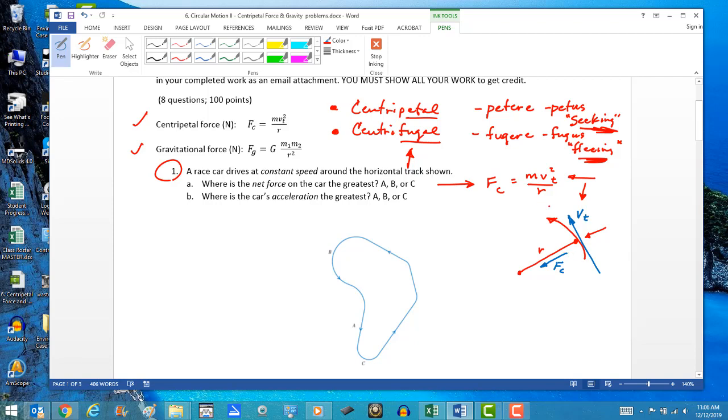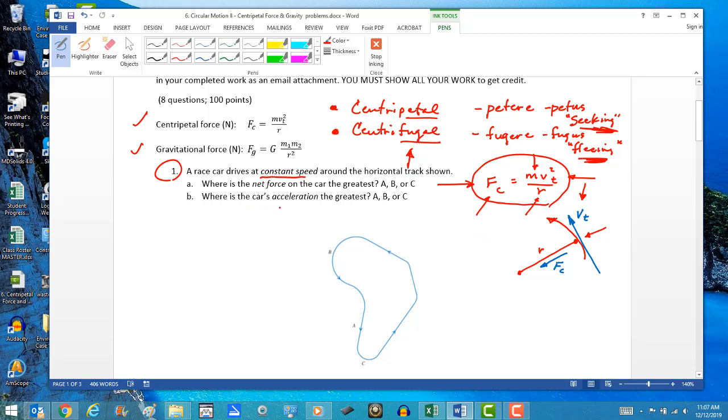So look at the formula. Where is the force going to be the greatest? The velocity doesn't change. It says it's going at a constant speed. Let's see. Does the mass of the race car change? No. So the only thing that's changing is the radius. So would you want the r to be big or small to make the force big? You would want the r to be small. So the answer is going to be the curve, A, B, or C, which has the smallest radius.